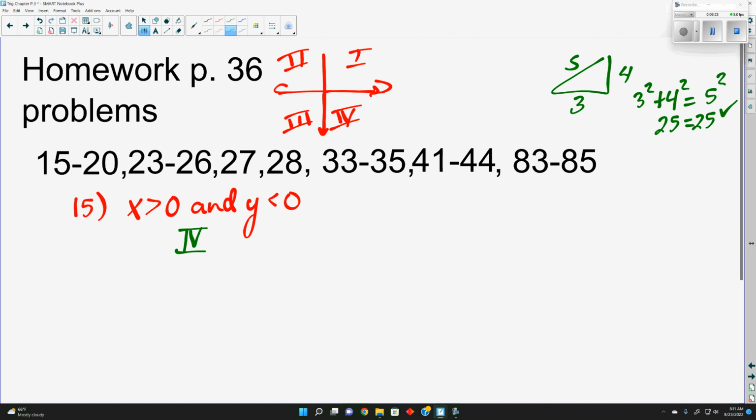And the last set, 83 through 85. Write the standard form of the equation of the circle, given the characteristics. So 83, 84 give us the center and radius. 85 is the only one that doesn't, and it gives us the center and a solution point. A solution point is just a point on the circle, so like the one we did. And that's it.